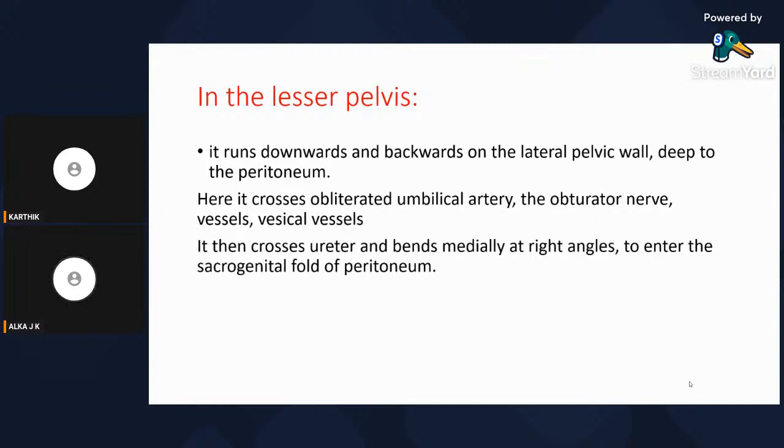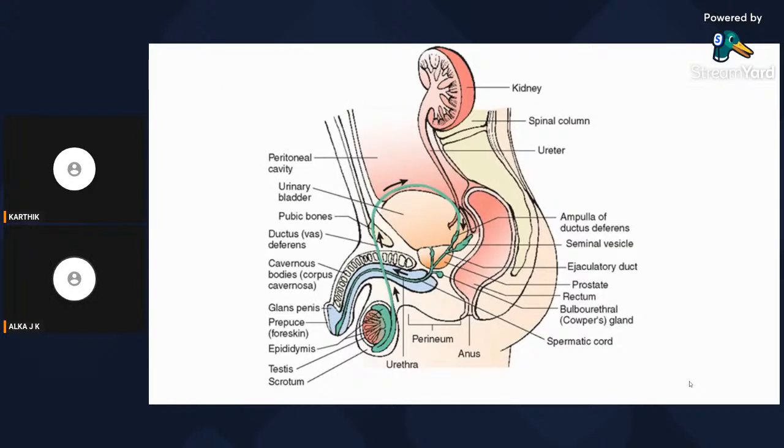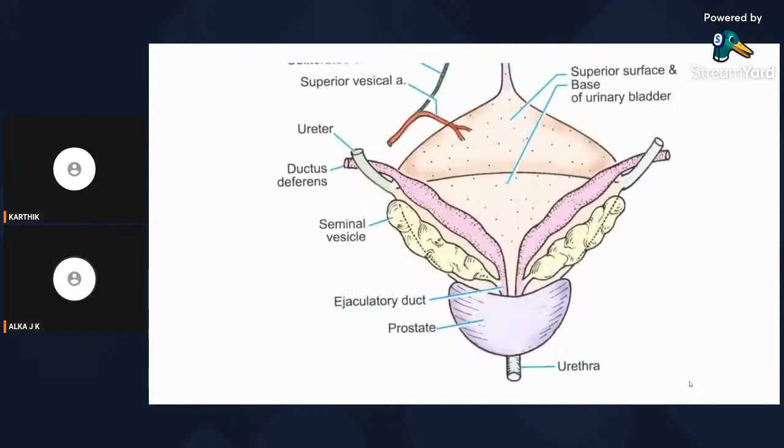Here it crosses the obliterated umbilical artery, obturator nerve and vessels, and vesical vessels. It then crosses the ureter and bends medially at right angles to enter the sacrogenital fold of peritoneum. So this is the total course of the vas deferens.